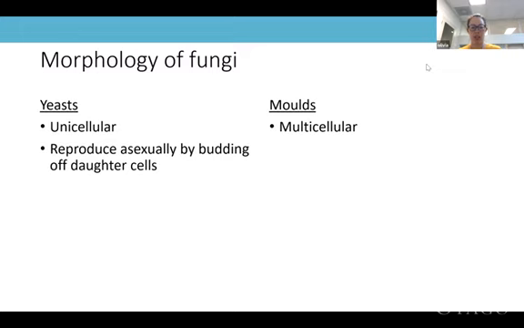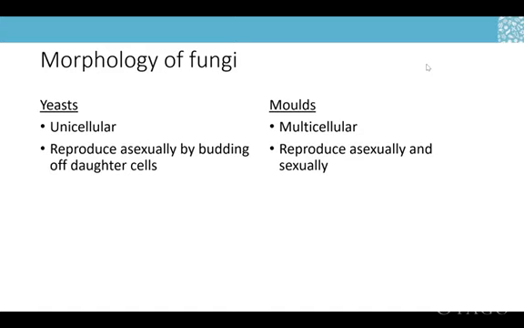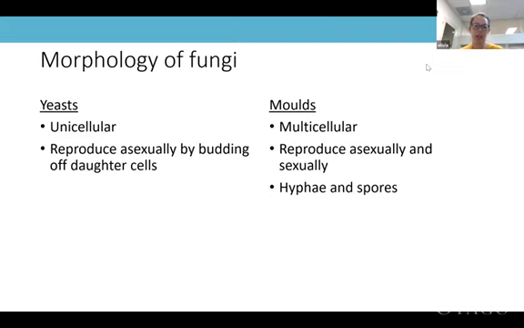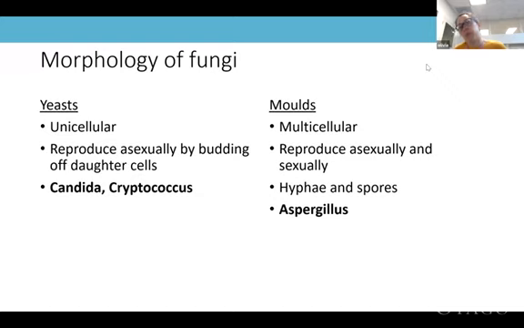Whereas molds are multicellular, they've got these hyphae and spores, so they can reproduce both asexually and sexually. With the spores, they can just bud off more spores, which is asexual reproduction, but they can also grow by meiosis, making their hyphae longer and longer. When we're thinking about common pathogens that are yeast, the ones to remember would be Candida and Cryptococcus. Whereas when we're talking about molds, we think of things like Aspergillus. That's probably the most common one.